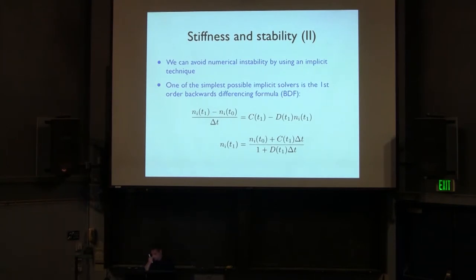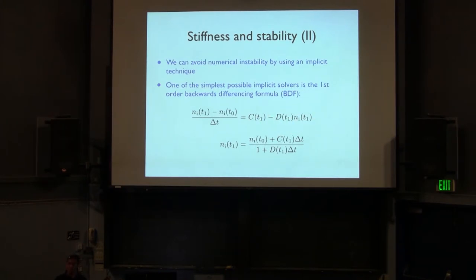One of the simplest ways of doing this is using the first order backwards differencing. It's very easy to see what it's doing, so in that sense it's quite powerful. And basically what you're doing is you're taking the backwards difference, which means you're taking the difference between the time at T1 subtracted by the time at T0 over the time step you're taking. And then you have the collisional times, the creation and the destruction terms and the densities are all defined at T1, the solution that you're trying to get to.